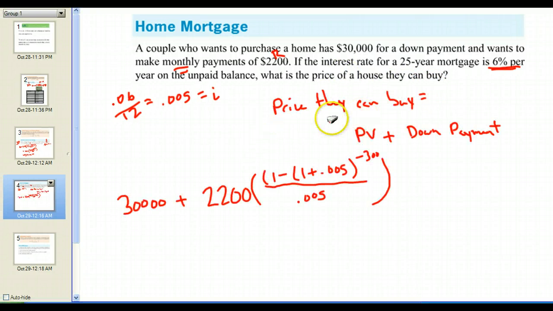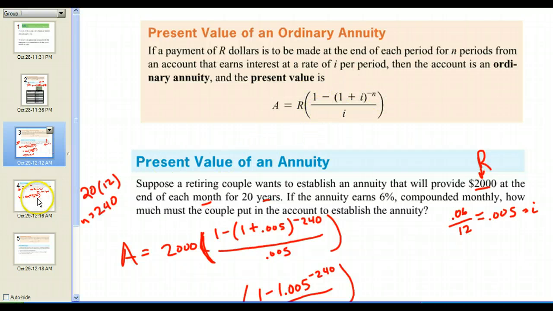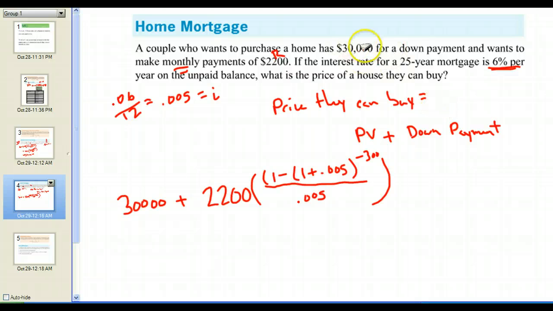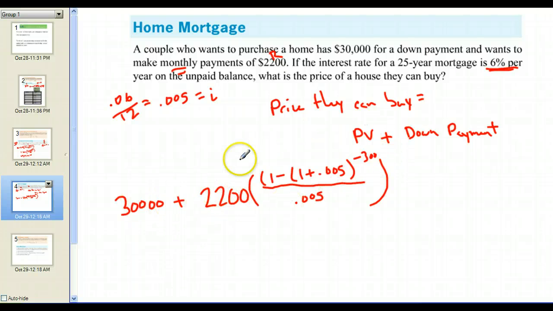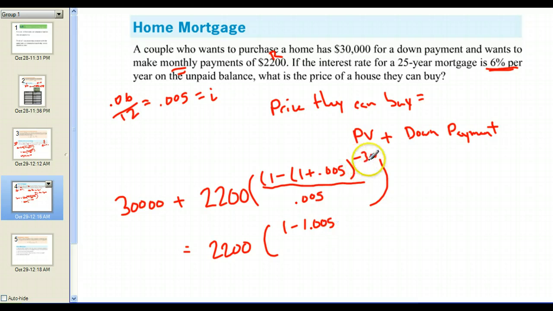The price of the house they can buy is the present value, that formula we were talking about in the previous slide, plus their down payment. So they have a $30,000 down payment, so we know that's going to be part of it. And then this is our formula to get the present value. Ooh, I got extra parentheses in there, so ignore that. And then I'm going to simplify that. So this is the $2,200 payment. 1 minus 1 plus 0.005 again. It's just 1.005. That's a negative 300 power.